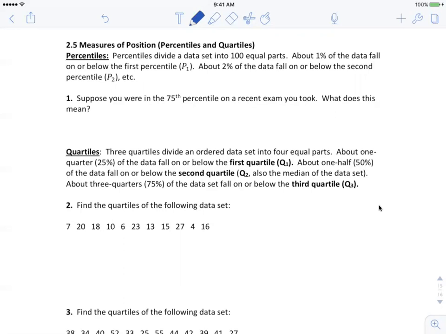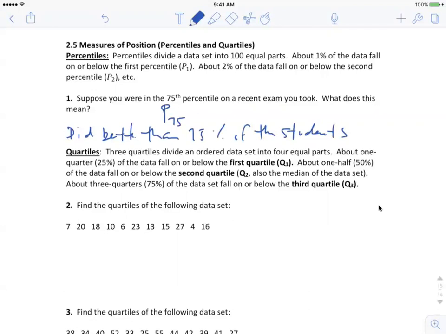So number one here, suppose you were in the 75th percentile of a recent exam you took, for example. What does this mean? That would be denoted as P sub 75, and that just means that 75% of the data falls below or on that mark. So that means you did better than, or I guess equal to, 75% of the students who took the exam.